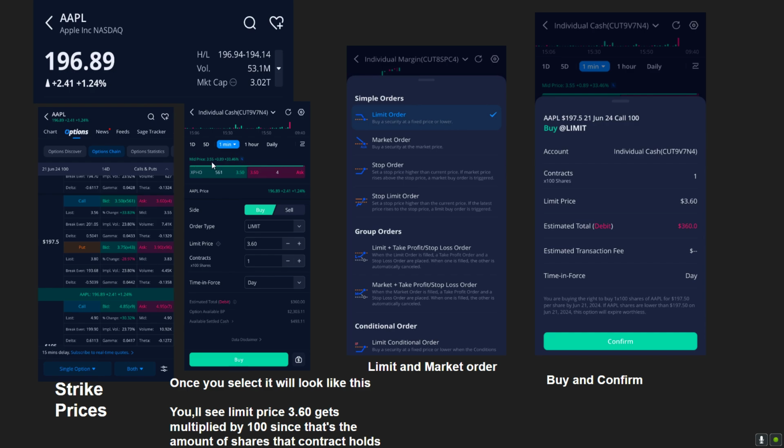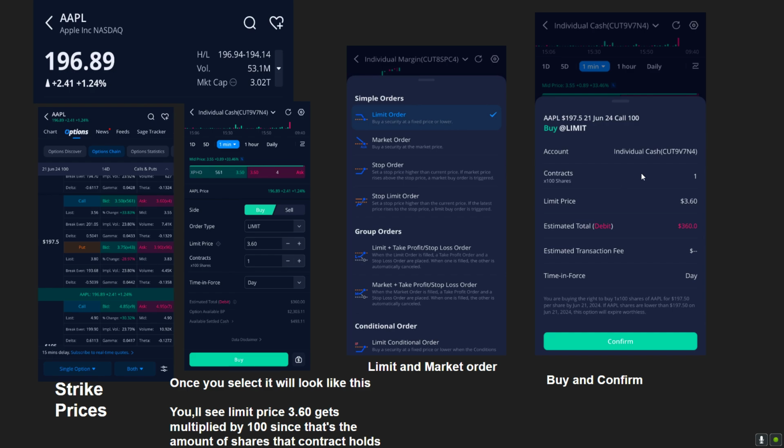The mid price is basically how much the contract is worth at the moment. So right there you see mid price is at $3.55. You want to get your limit price close to $3.55. If anything, put it exactly at $3.55. And then you select the amount of contracts you want. You could do one, two, three, four, five, however much you want, depending on your capital. And then this number is actually multiplied by 100. So $3.60 is multiplied by 100. This contract is going to be worth $360.